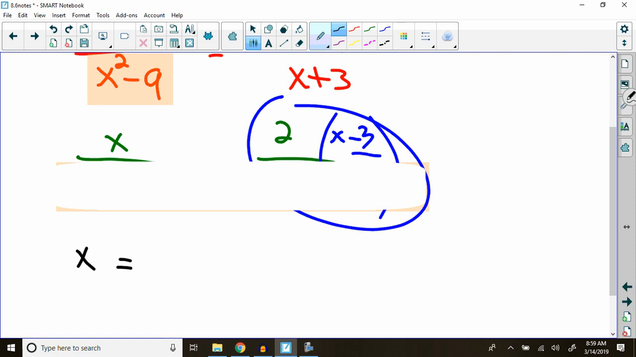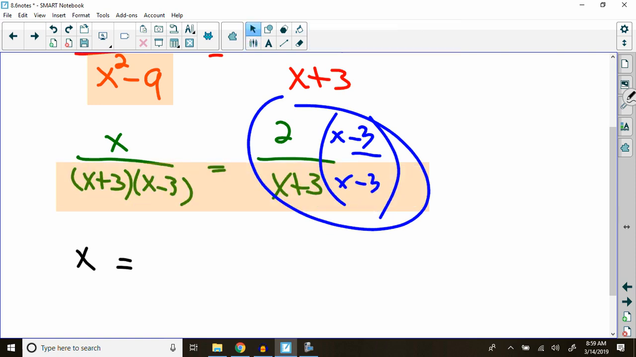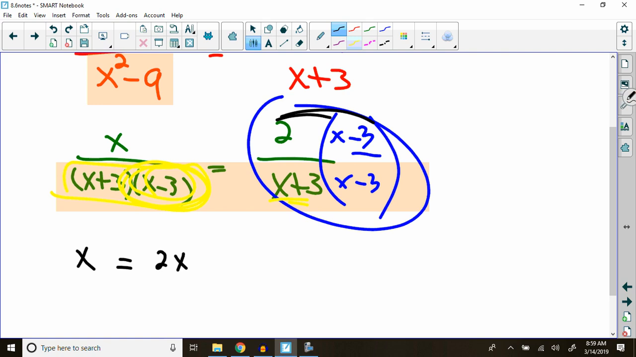Why was it a minus, not a plus? Because we were trying to match up with that. We want these denominators to be identical, and this already had the x plus 3 in it. Good question. So we're going to have to distribute this 2 through, so that's going to equal what? 2x minus 6. And so when we solve that, we'll get x equals 6.